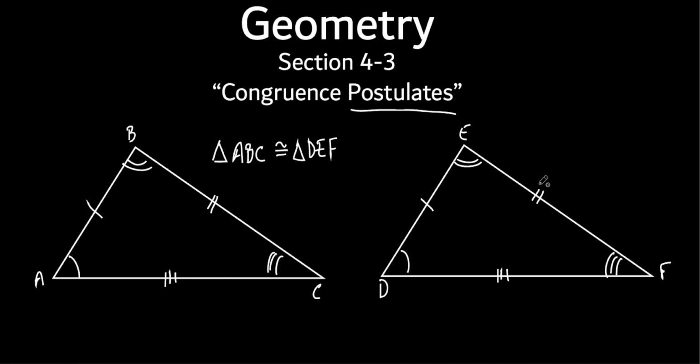You can prove a theorem. You cannot prove a postulate. A postulate is just something that's accepted as fact. Everybody hear me on that? Okay, so this is just something that you accept as fact.